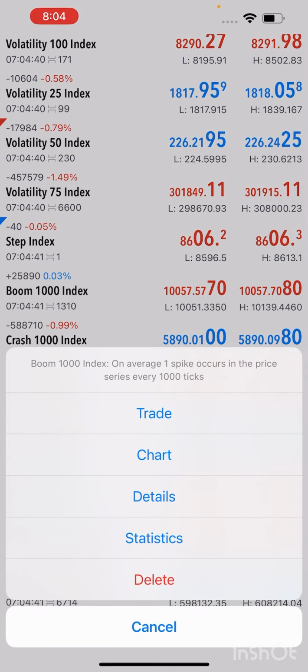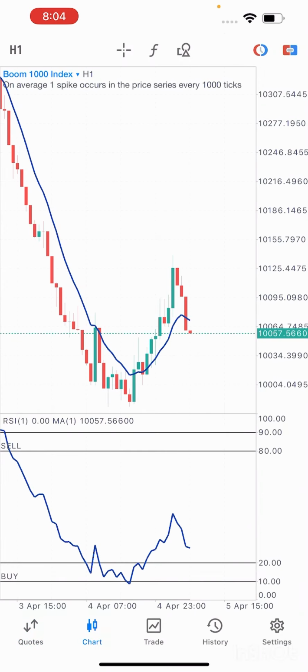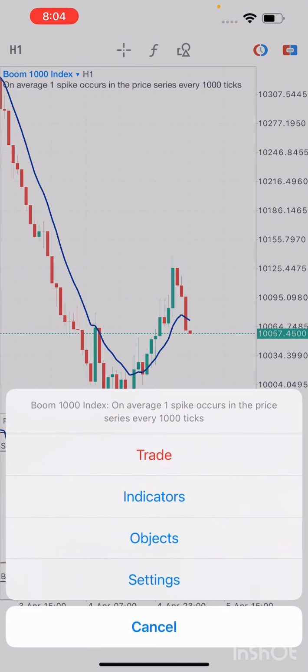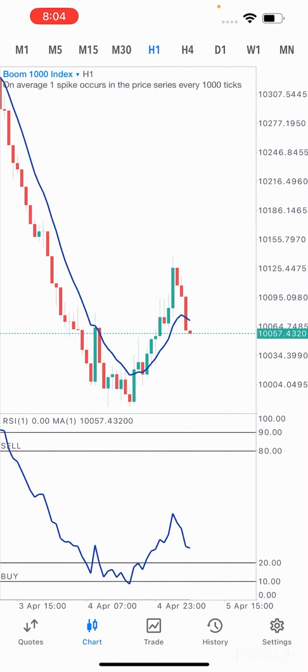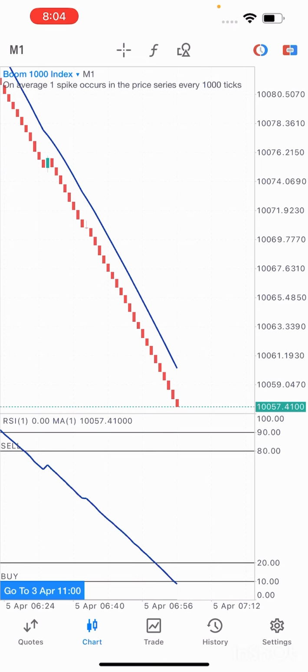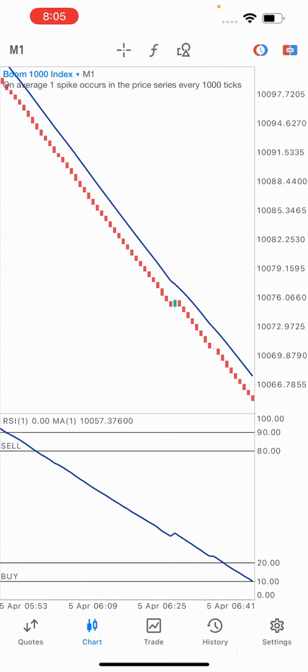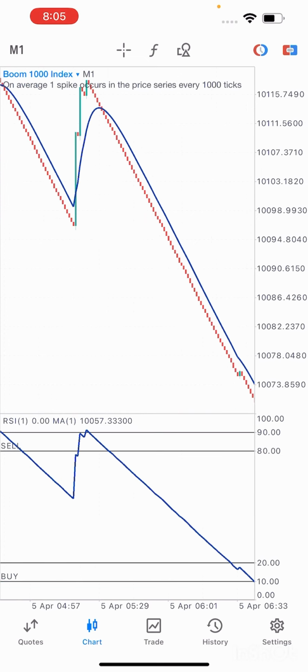Let's look at Boom 1000, and let me show you guys how to actually use this strategy. It's a very simple strategy, guys. We're going to be using the 1 minute time frame and the third zoom level.